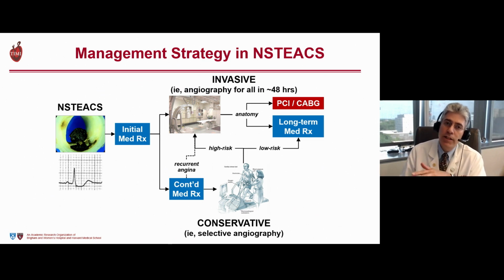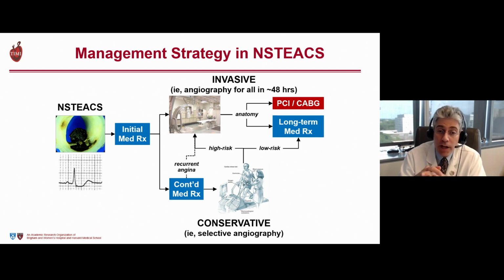All right, now let's pivot and talk about non-ST elevation acute coronary syndromes. Some more variables here for how to manage them, so a little bit more complexity. On the left-hand side of this slide, I show the paradigm, the plaque rupture and a subtotal coronary occlusion. Patients will get initial medical therapy. We'll talk about that in a bit for anti-ischemic and anti-thrombotic therapy.